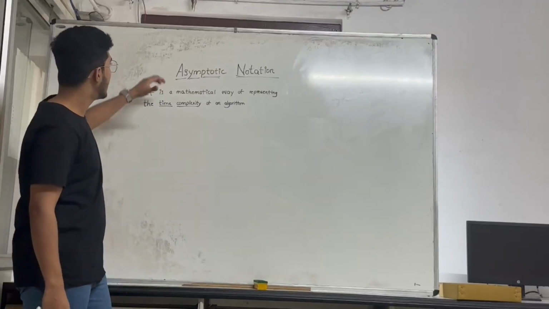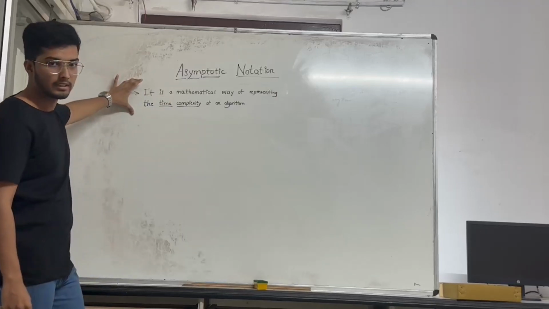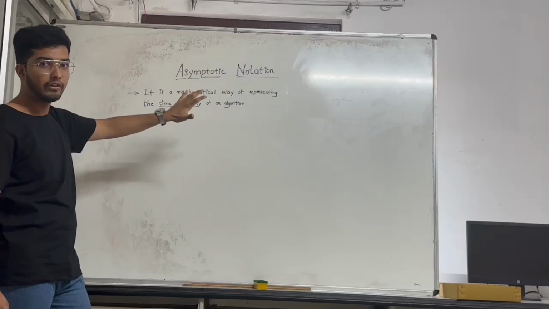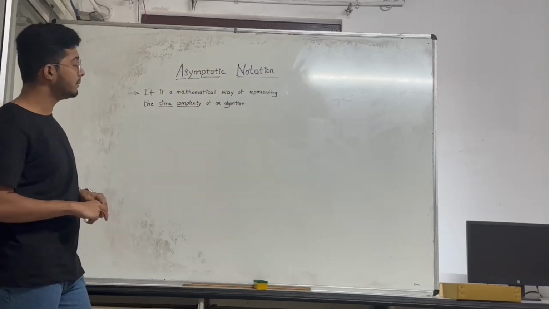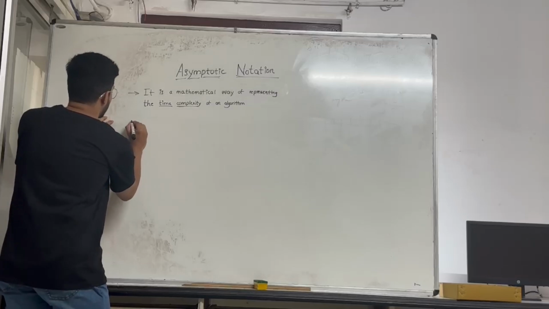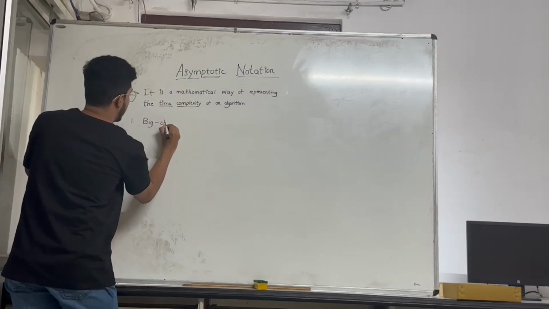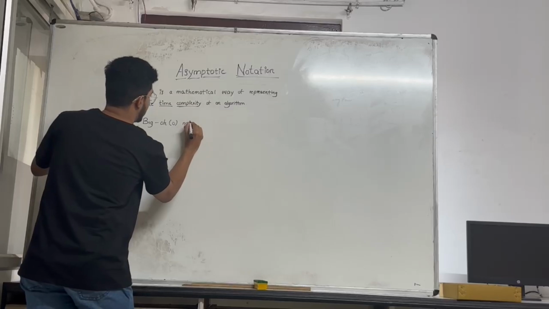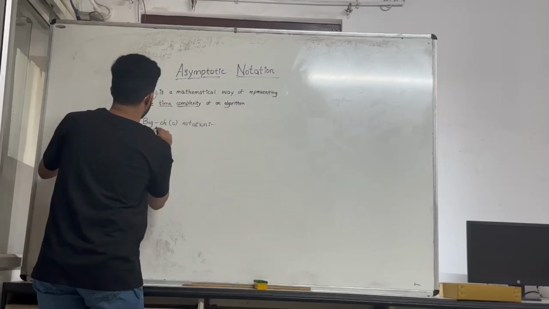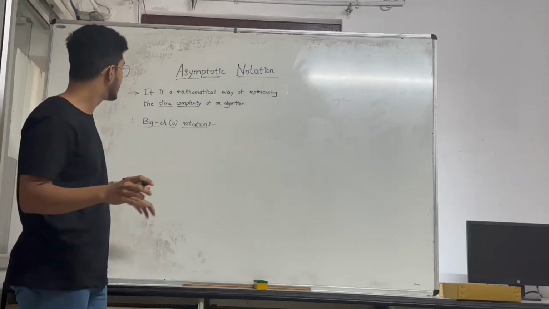In this video, I am going to explain the asymptotic notations. The definition goes like this: it is a mathematical way of representing the time complexity of an algorithm. In asymptotic notation, three main things come to mind. The first one is the big O notation. The second one is the omega notation and the third one is the theta notation.